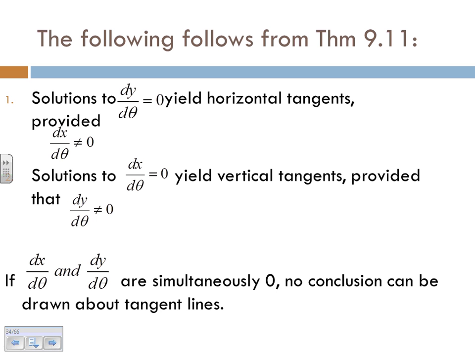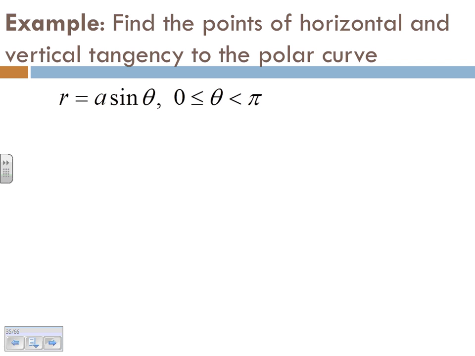Okay, and just like we learned in parametric, if I set the dy d theta piece equal to 0, I can get out horizontal tangents. If I set dx d theta equal to 0, I can get out vertical tangents. If they're both 0 at the same time, what are you going to have? Indeterminate form. So that's an indeterminate form, and you cannot draw a conclusion. Alright? Okay, you ready for this?